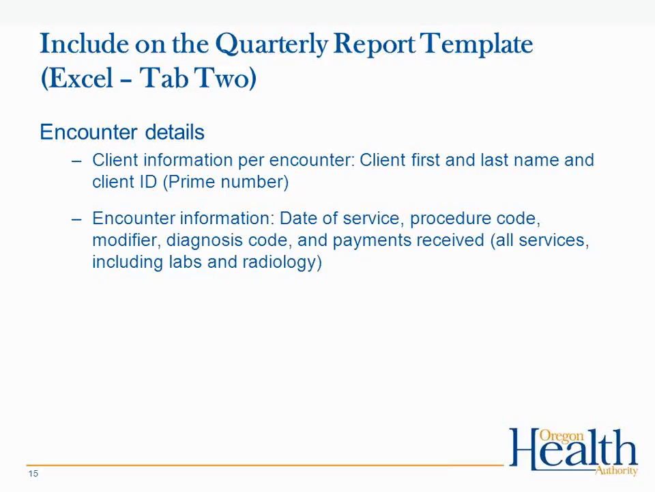On tab 2, this is in the details, the quarterly report template, you want to include your encounter details: client information per encounter, so the client's first and last name and their client ID or prime number, whichever way you refer to that. Also, the dates, encounter information and details include dates of service, procedure code, modifier, diagnosis, and payments received for all services, including labs and radiology.